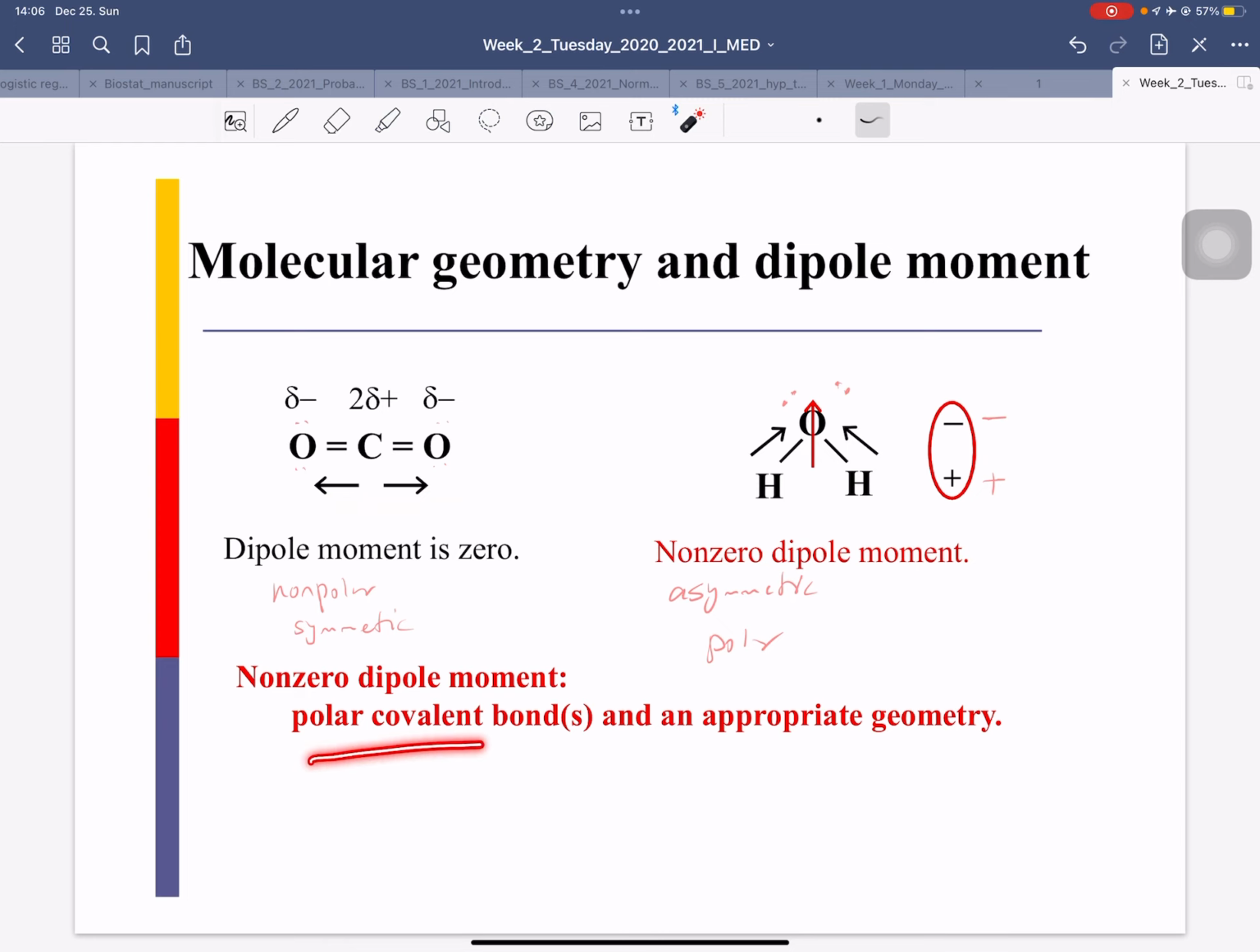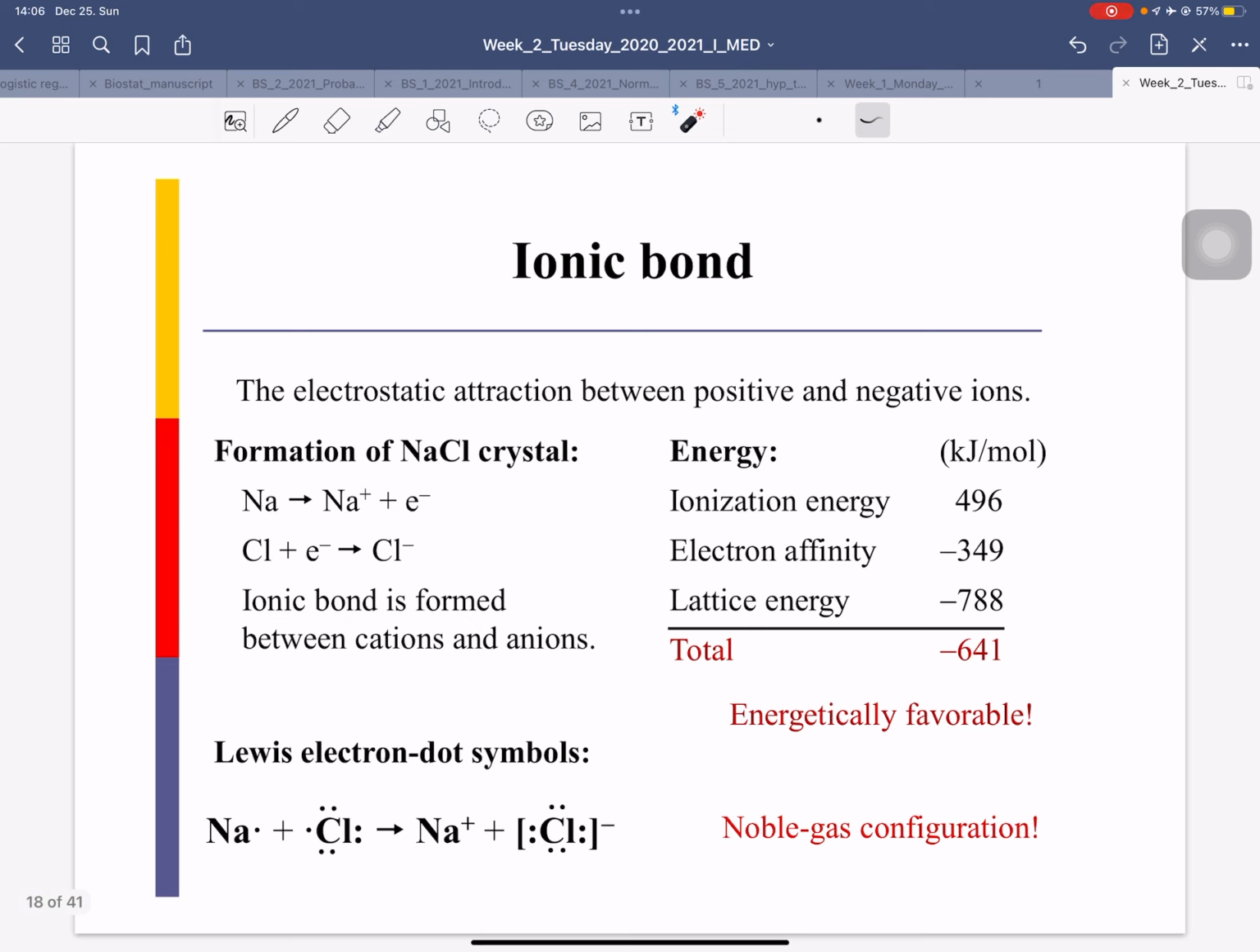Polar covalent bond and associated geometry. We go to the next part, the ionic bond. As I mentioned, if the electronegativity difference between two atoms is more than 2.1, in this case the bond is an ionic bond. Ionic bond is the electrostatic attraction between the positive and negative ion. Then we can say ionic bond is between cation and anion.